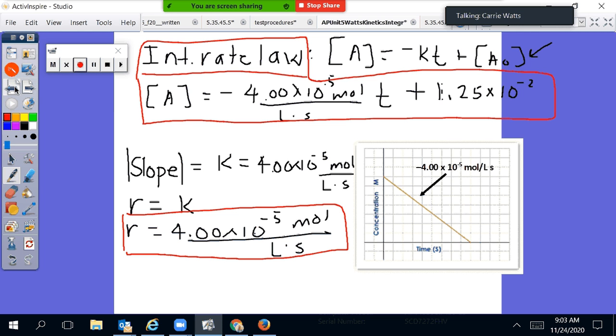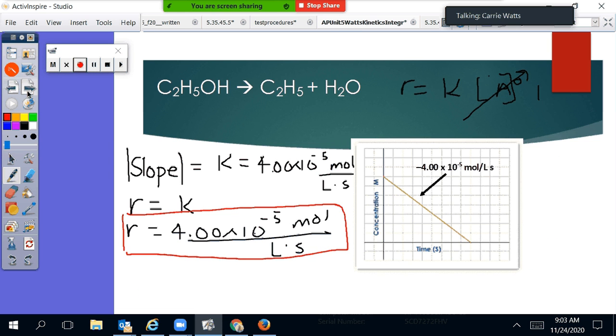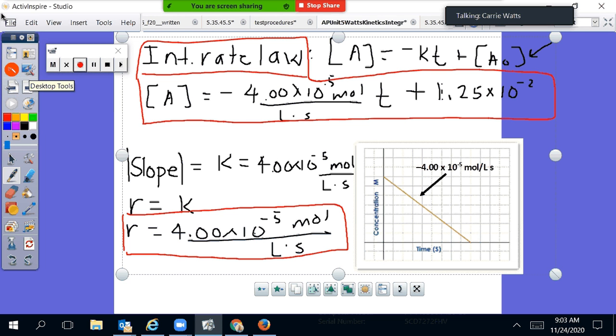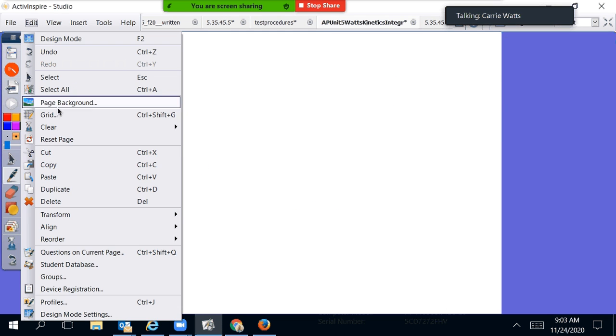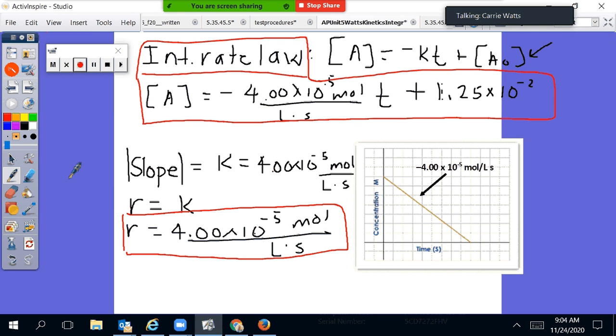Let's see what else it asked us to do. Then it says calculate the half-life for the reaction. How much time is required for all the ethanol to decompose, excuse me. Now for this, since we haven't really done half-life too much yet, and I don't know if we're going to get to it today, I just know the general definition of half-life, which means it's the time it takes for half of the concentration to drop.